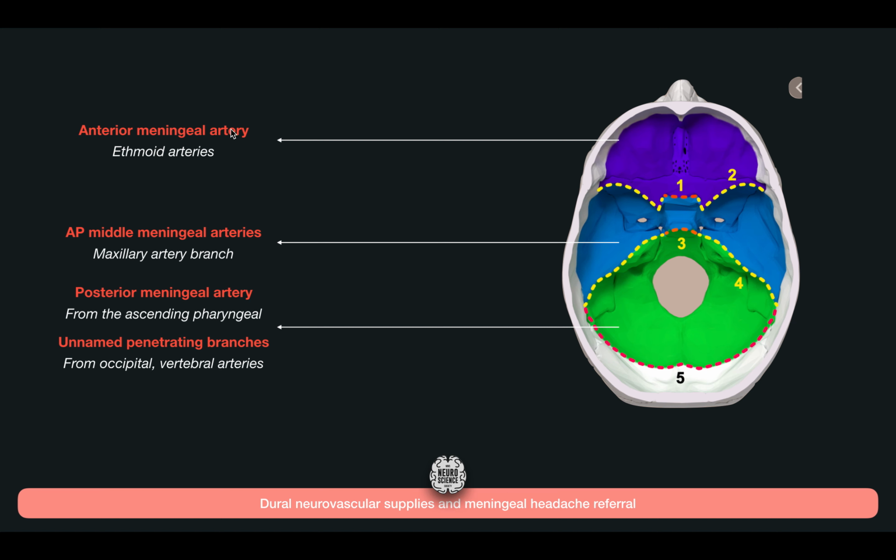So the anterior meningeal artery comes off the ethmoid arteries. This one is the middle meningeal artery, which has anterior and posterior branches, remember? And the middle meningeal artery, which is injured at the pterion and causes our epidural bleeds, comes off the maxillary artery. And in the posterior cranial fossa, it's the posterior meningeal artery and some penetrating arteries.